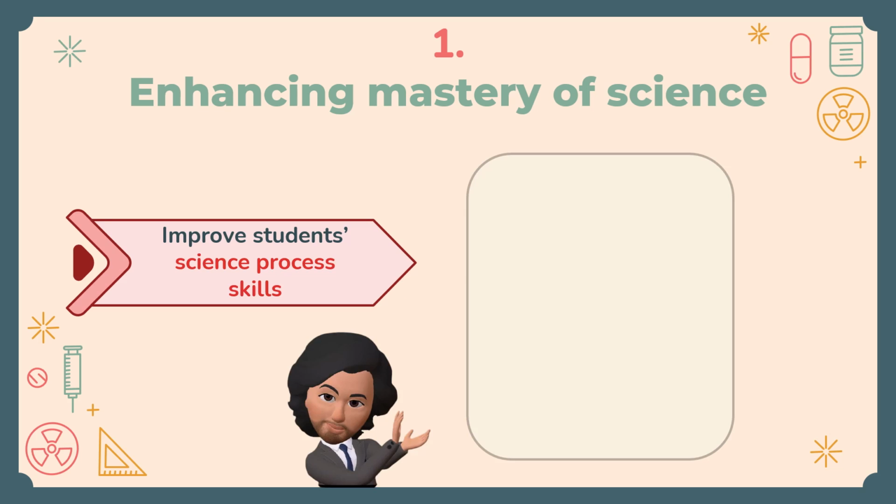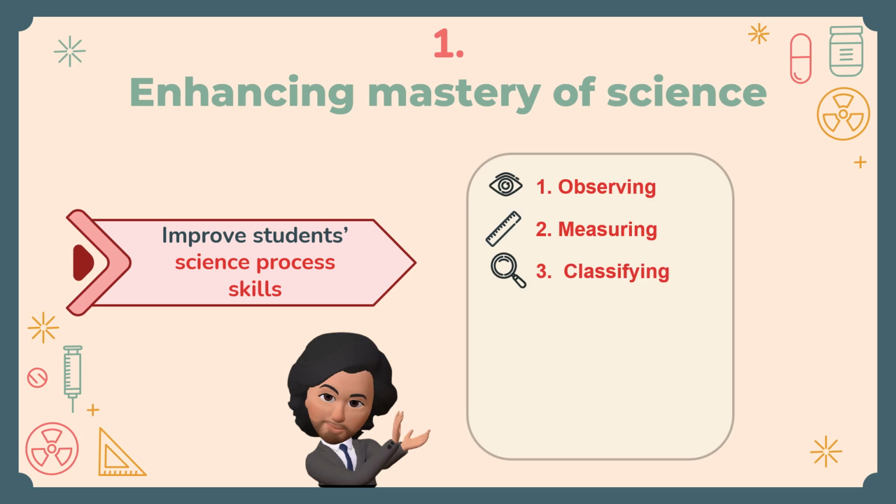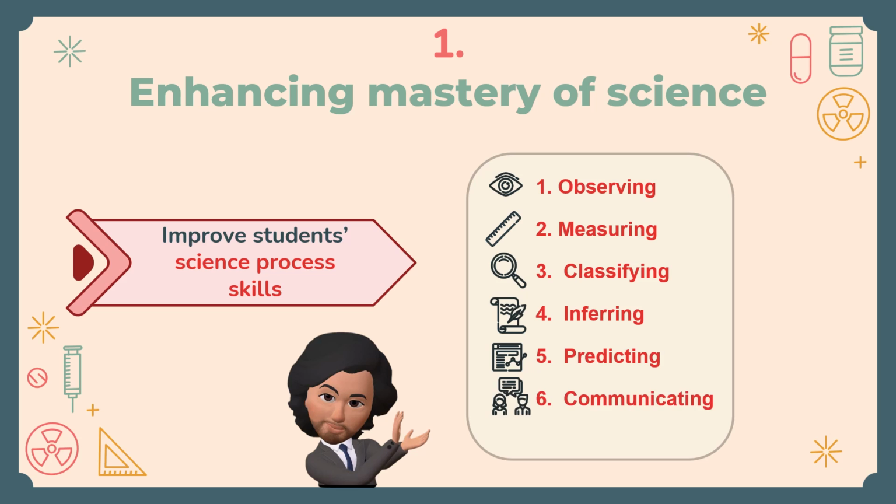Before that, let's take a look at the crucial elements required in science process skills. It includes observing, measuring, classifying, inferring, predicting, and communicating. These skills are necessary to ensure whether an experiment is successful or not.